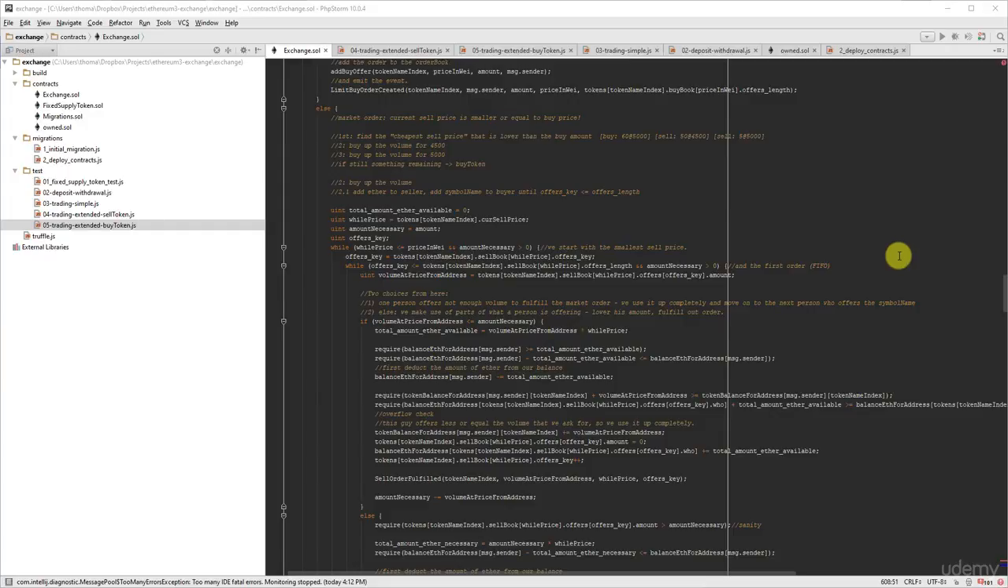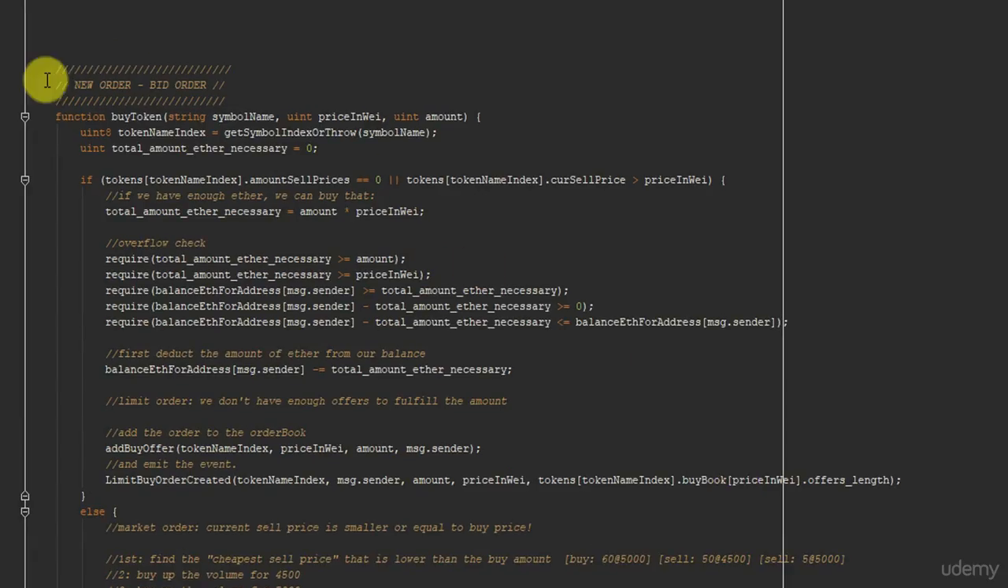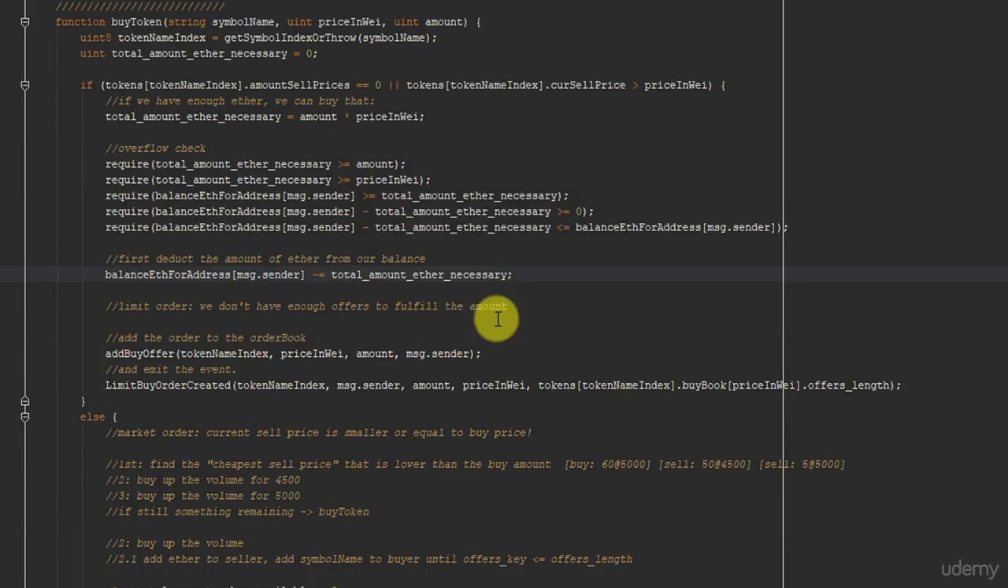Now let's do a discussion together of the assignment, and I'm here in the buy token function. First of all, obviously I have moved the deduction of the ether for buying the amount of tokens times the price, so the total amount of ether necessary to buy the tokens, into the limit order function, and have moved the deduction for each price point if we already have sell orders down to where this is happening.